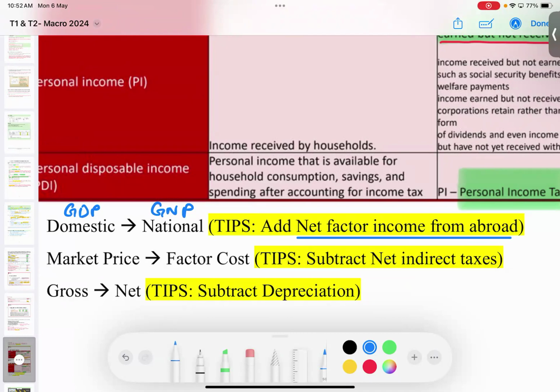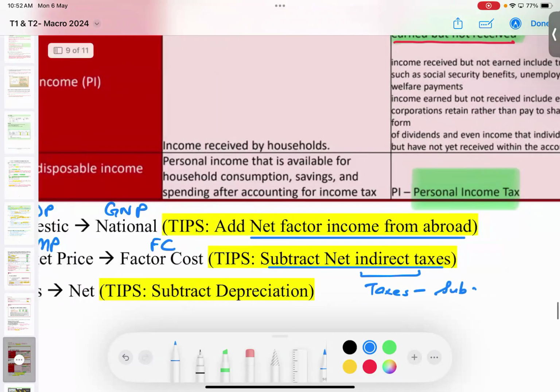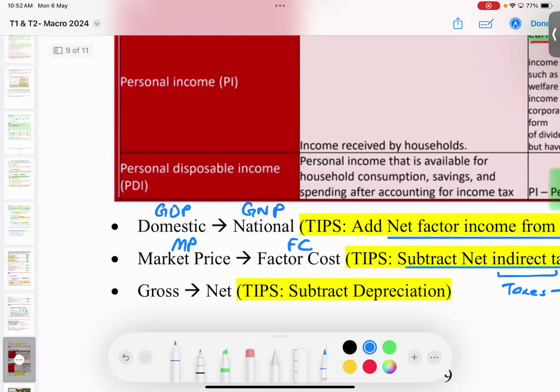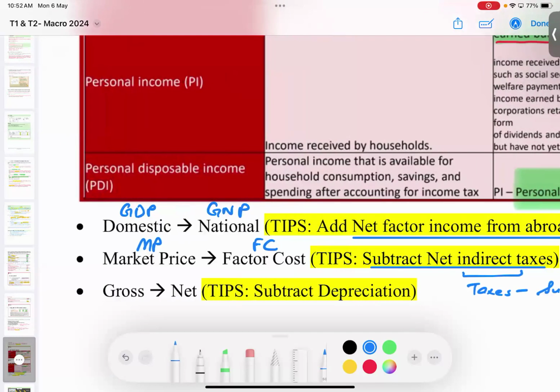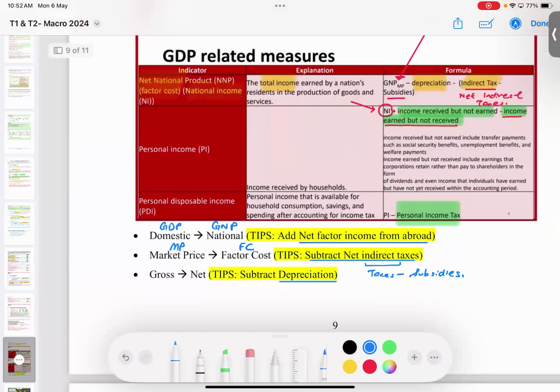If they ask you to change from market price to factor cost, you subtract net indirect taxes. And how do you calculate net indirect taxes? You use taxes minus subsidies. If they ask you to calculate from gross to net, you subtract the depreciation. Some tips here that I want you to focus on.